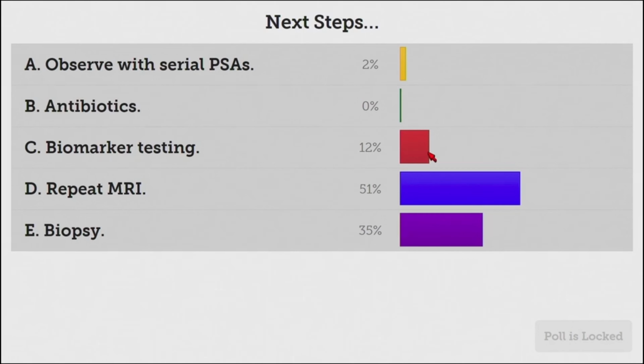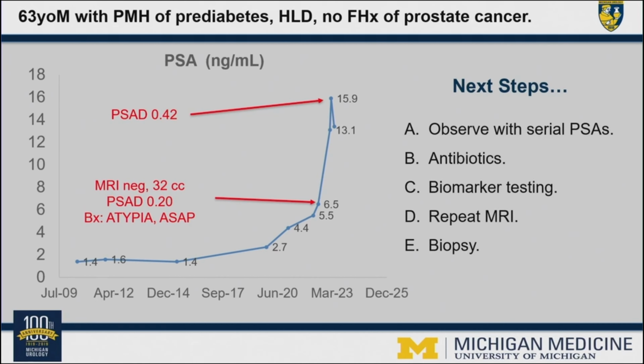Biomarker testing, 12%, and then repeat MRI. So let's go through that. I'm just going to knock out observe with serial PSAs, no antibiotics. The question about repeat MRI is debatable, right? The MRI here is less than a year old, so the likelihood that you see significant change on the MRI is low.